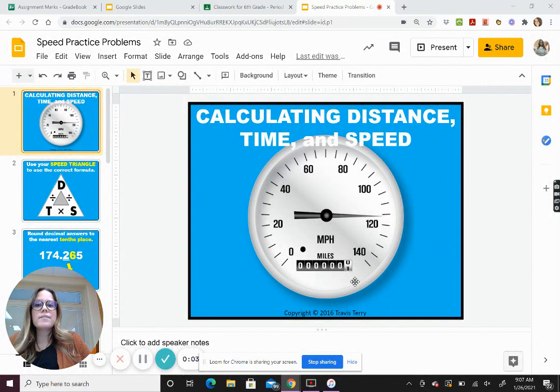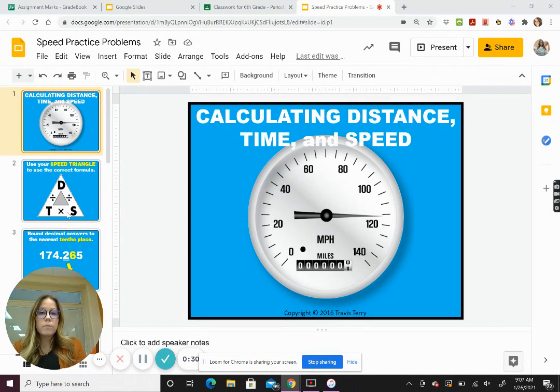Today you guys are going to practice calculating distance, time, and speed using our speed formula, which is speed equals distance divided by time. We read about this the other day in our book starting on page 218, speed and velocity. I know we talked about velocity, and that's talking about the speed and the direction, but today we're just going to talk about speed, distance, and time.